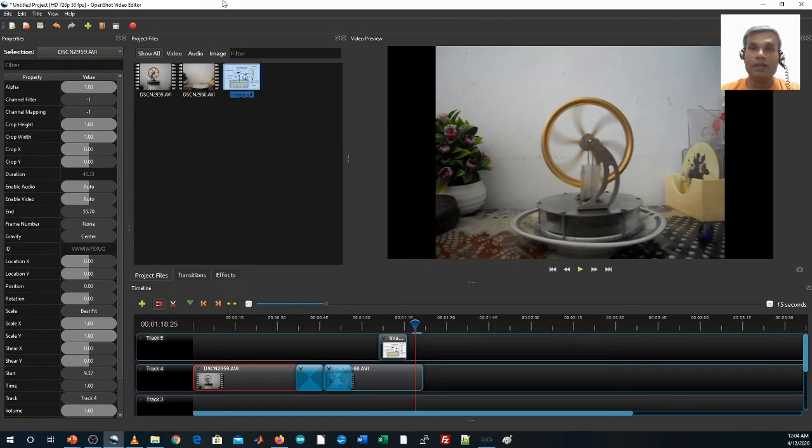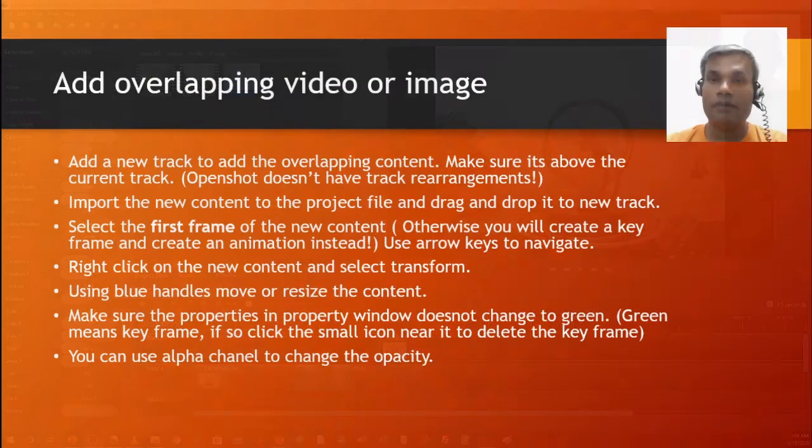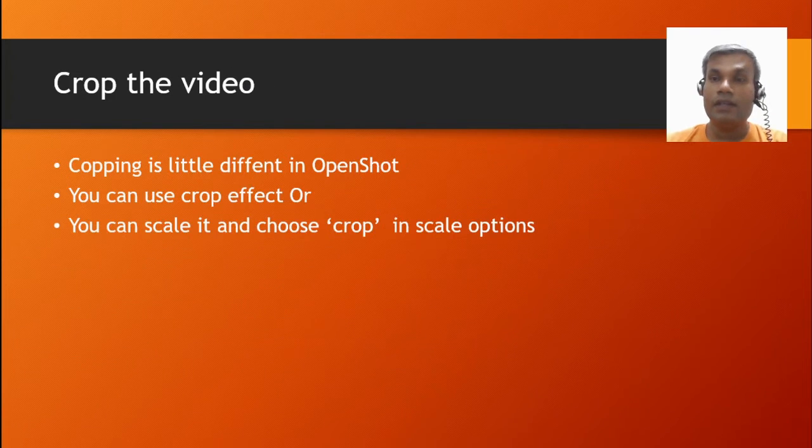Okay, now let's move to the next topic of our video editing. That is how to crop a video or an image. There are different ways you can do a cropping. This is again a place where OpenShot is not that good. There are many other software that can do it easily. However, you can do a cropping in OpenShot as well.